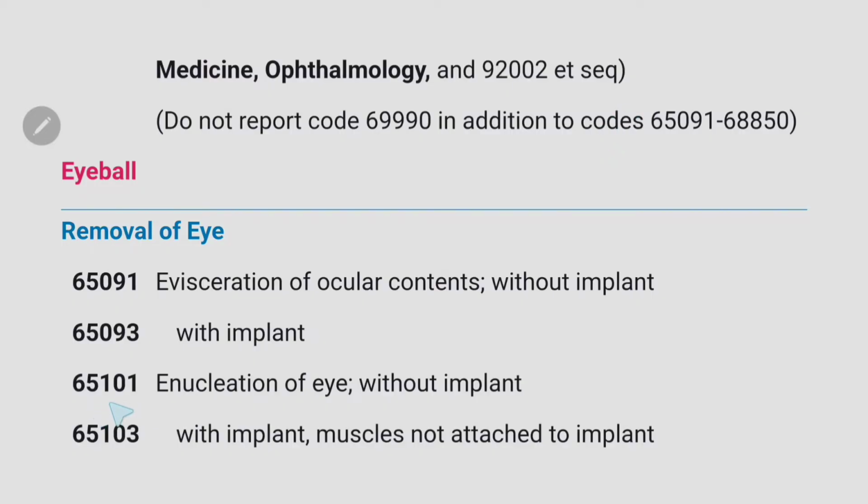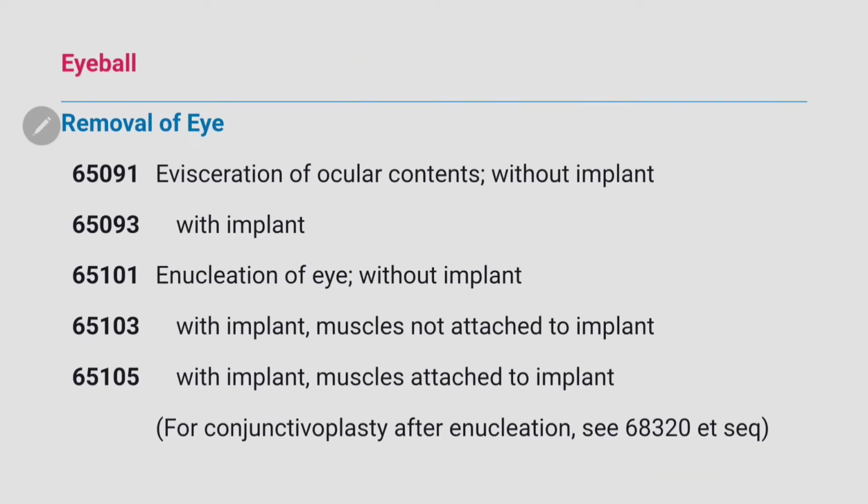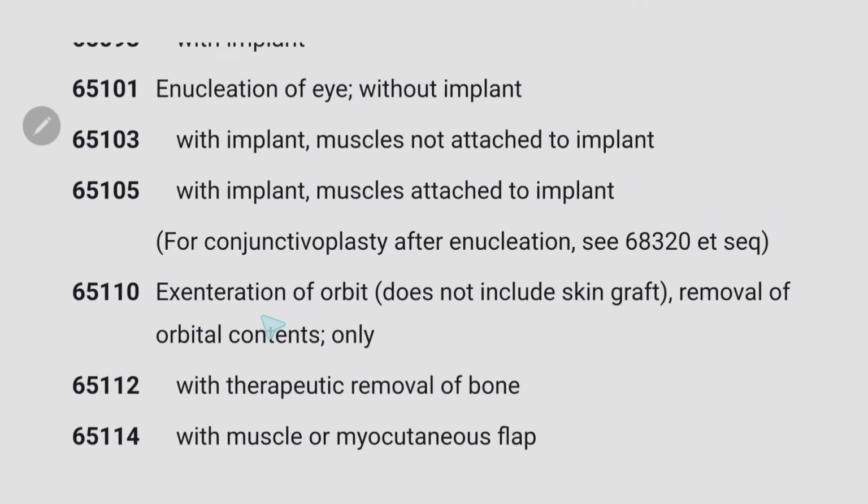Next is 65101, that is for enucleation of eye without implant, and 65103 for with implant and muscles not attached to the implant. Next is 65110, that is for exenteration of orbit, that is removal of orbital contents only, and 65112 is for therapeutic removal of bone. So these codes are for removal of eye. We saw three types of removals, that is evisceration, enucleation and exenteration.